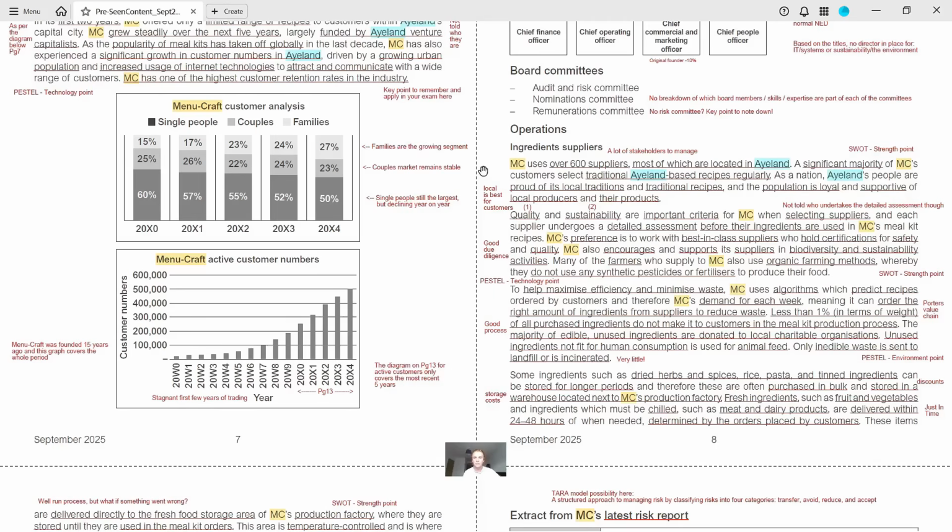Another stakeholder group, unused ingredients not fit for human consumption, they're used as animal feed. Another stakeholder group, only inedible waste is sent to landfill or is incinerated. But in other words, very little, very good processes in place. Could link into a sort of Porter's value chain style of question. Elements of PESTLE in there from an environmental point of view and a technology point of view, and of course more strength points from a SWOT perspective.